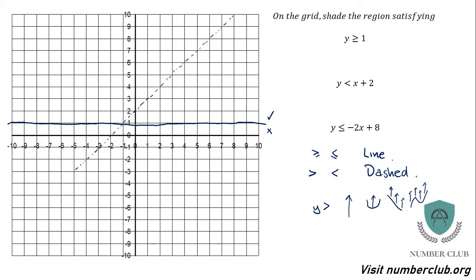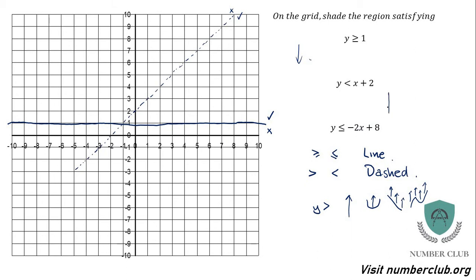So we've got y is below x plus 2. So below will be downwards. Look at the line, head downwards. We want that side there. So we want this side, but not this side. Okay, and so far we know that we want something that's in here somewhere. We're not sure where. And we've got y is less than or equal to negative 2x plus 8.